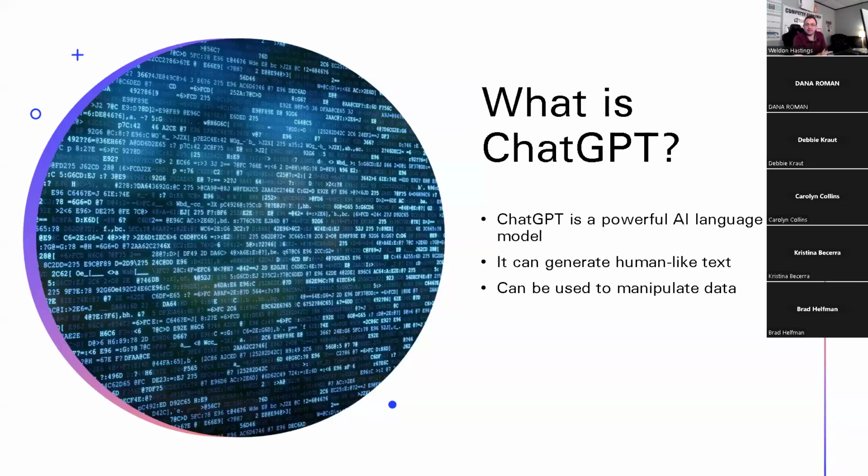So, what is ChatGPT? ChatGPT is a very powerful artificial intelligence language model. It can generate human-like text, and it can be used to power and provide some manipulation to some of your data. And we're going to cover that in a live tutorial here in just a little while.